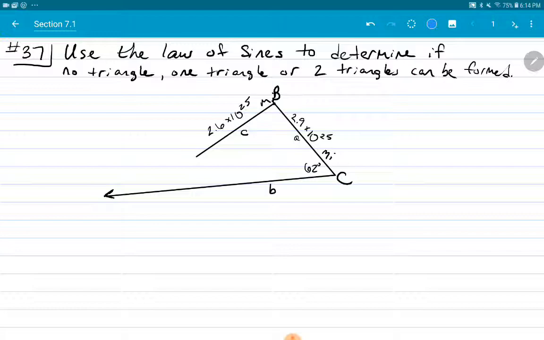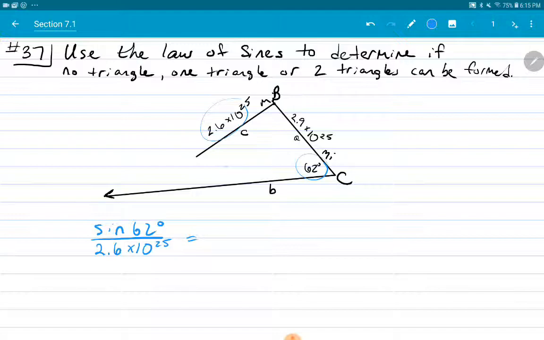So we can use the law of sines, and the only ratio that we have to start with is C. So we start with C. So we have angle C and side C. And so we have sine of 62 degrees over 2.6 times 10 to the 25th is going to be equal to any ratio of any other side. We don't have any information at all about B. So we have to use A.